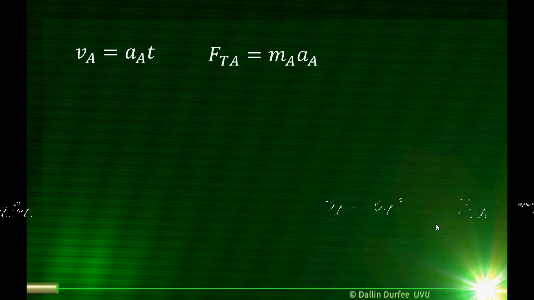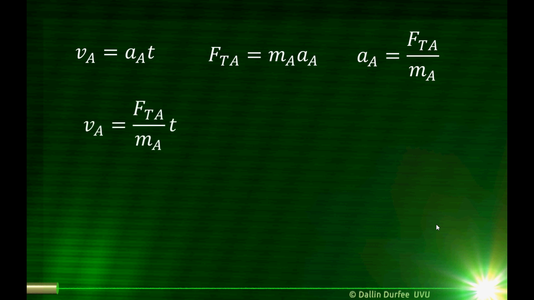All right, so how do we work this problem? Well, Arthur's velocity is just the acceleration of Arthur times time. And we can find Arthur's acceleration because the acceleration of Arthur times Arthur's mass is just the force acting on him, the force of Trillian on Arthur, right? And so the acceleration of Arthur is just the force of Trillian acting on Arthur divided by Arthur's mass. So his velocity is just the acceleration, which is the force of Trillian on Arthur divided by Arthur's mass, times the time that that force was applied.